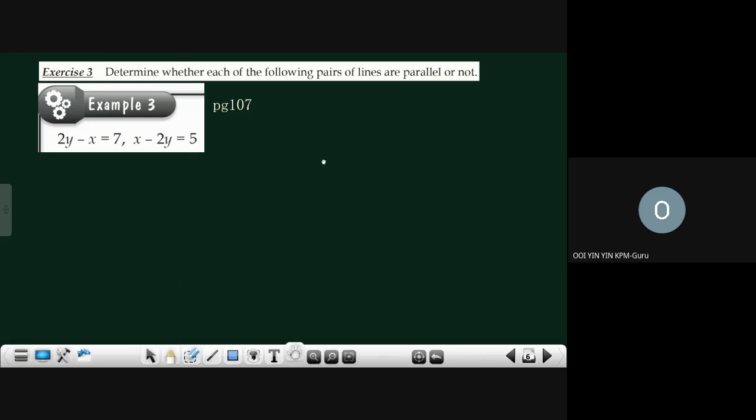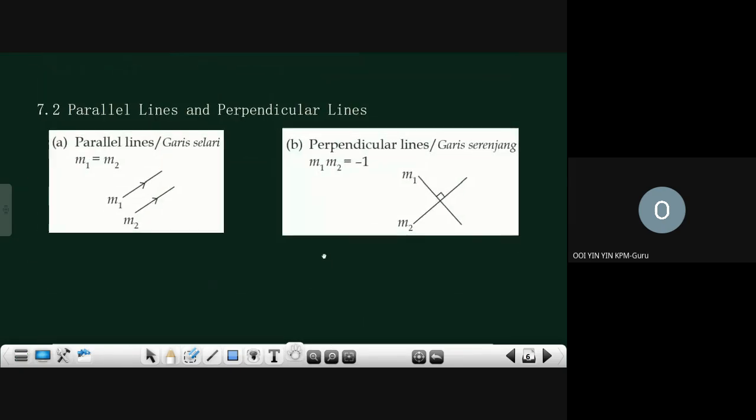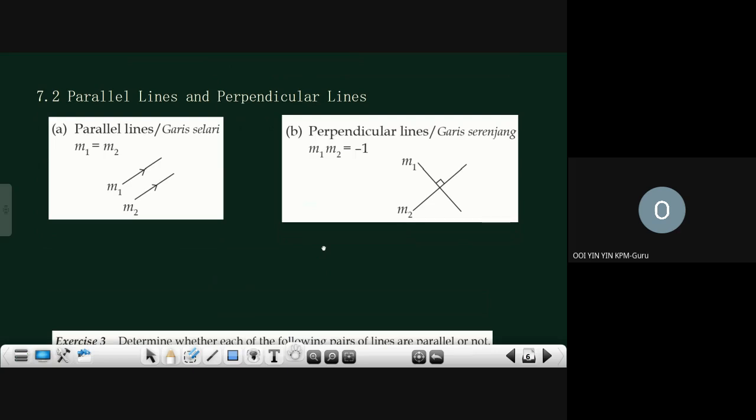Yeah, we just finished our part 7.1 just now. That means in 7.1 we only learned one thing: how to find the coordinates of a point that divides a straight line into a ratio, into two different segments. Now 7.2, parallel lines and perpendicular lines.